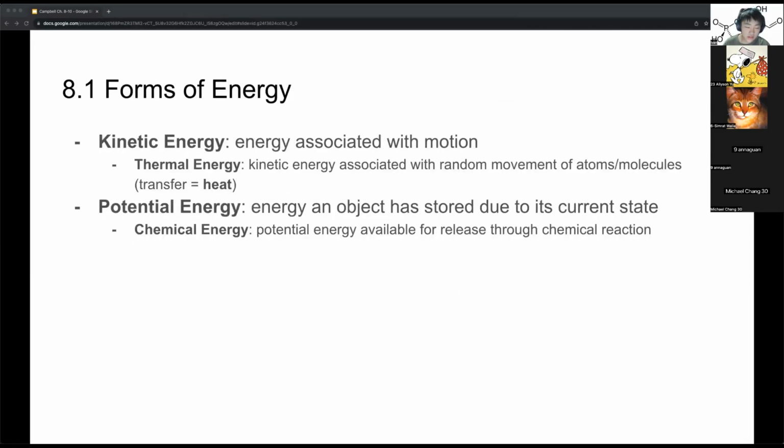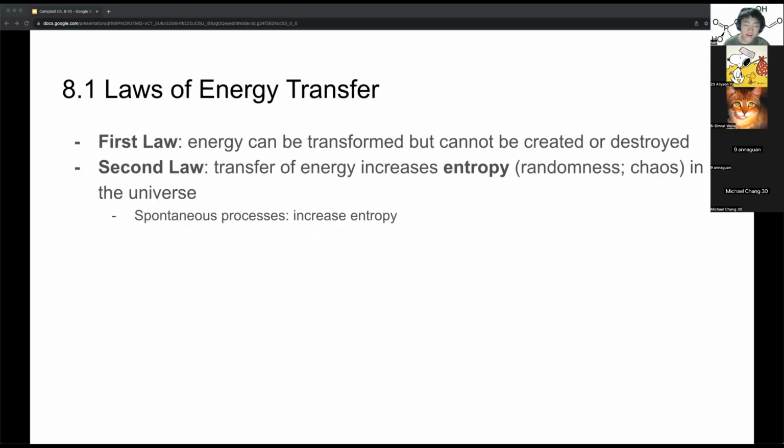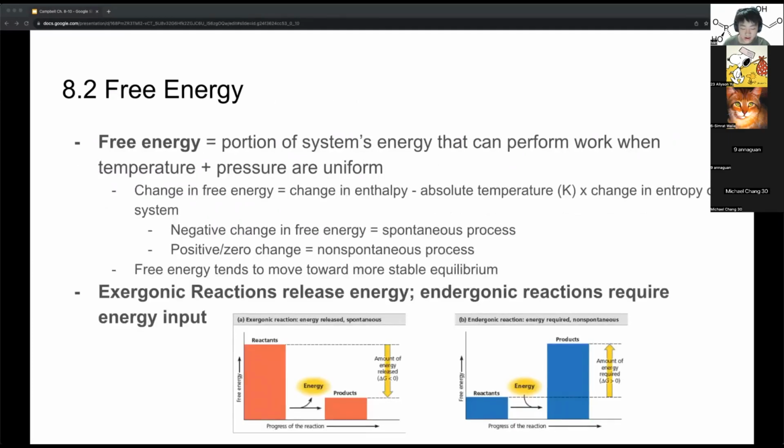Anyways, forms of energy. Who doesn't know this? Laws of energy transfer: the first law of thermodynamics, the second law of thermodynamics. I think this is pretty self-explanatory, so I'll skip that. And then free energy. This is just exergonic and endergonic reactions. So make sure you know which one releases energy and which one uses energy.